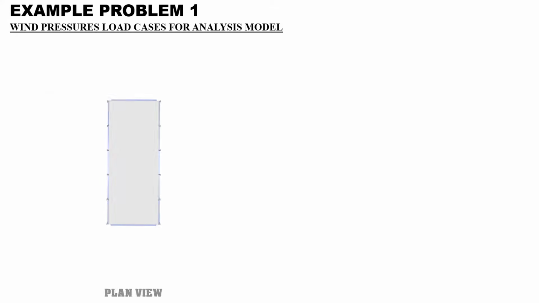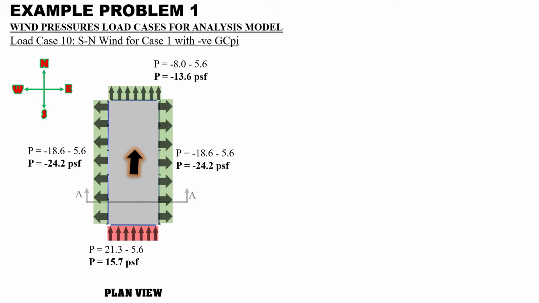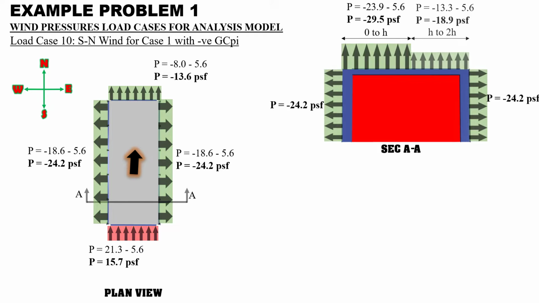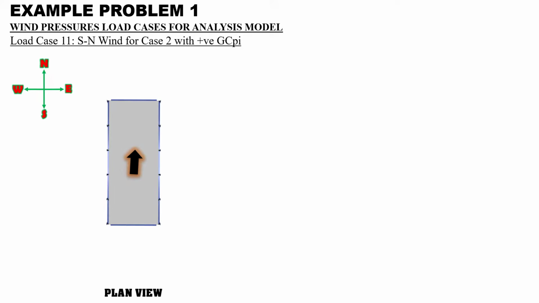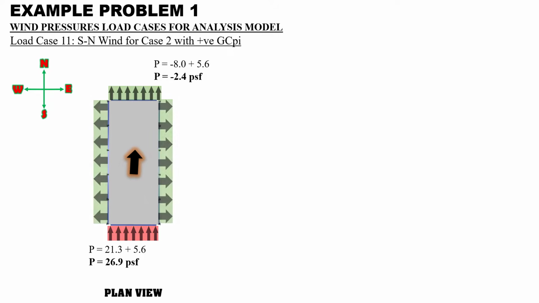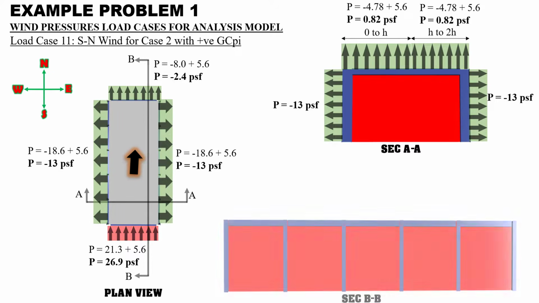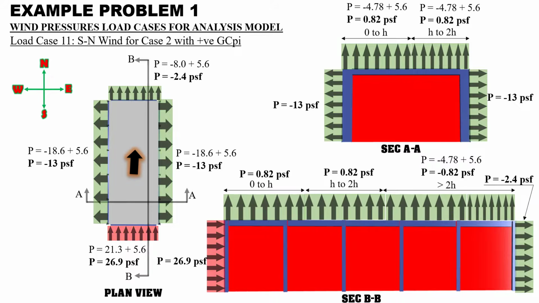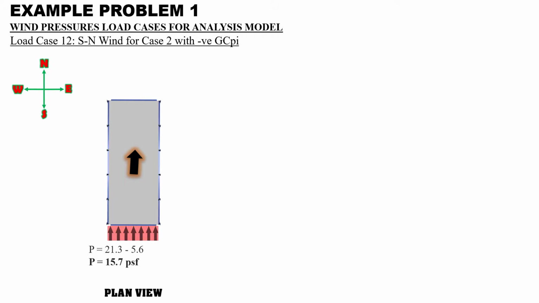For load case 10 with the negative GCPI. Section A. Section B. For load case 11, same wind direction but with case 2 positive GCPI. The only difference here is in the roof pressures. Section A and section B. For load case 12, then with the negative GCPI.